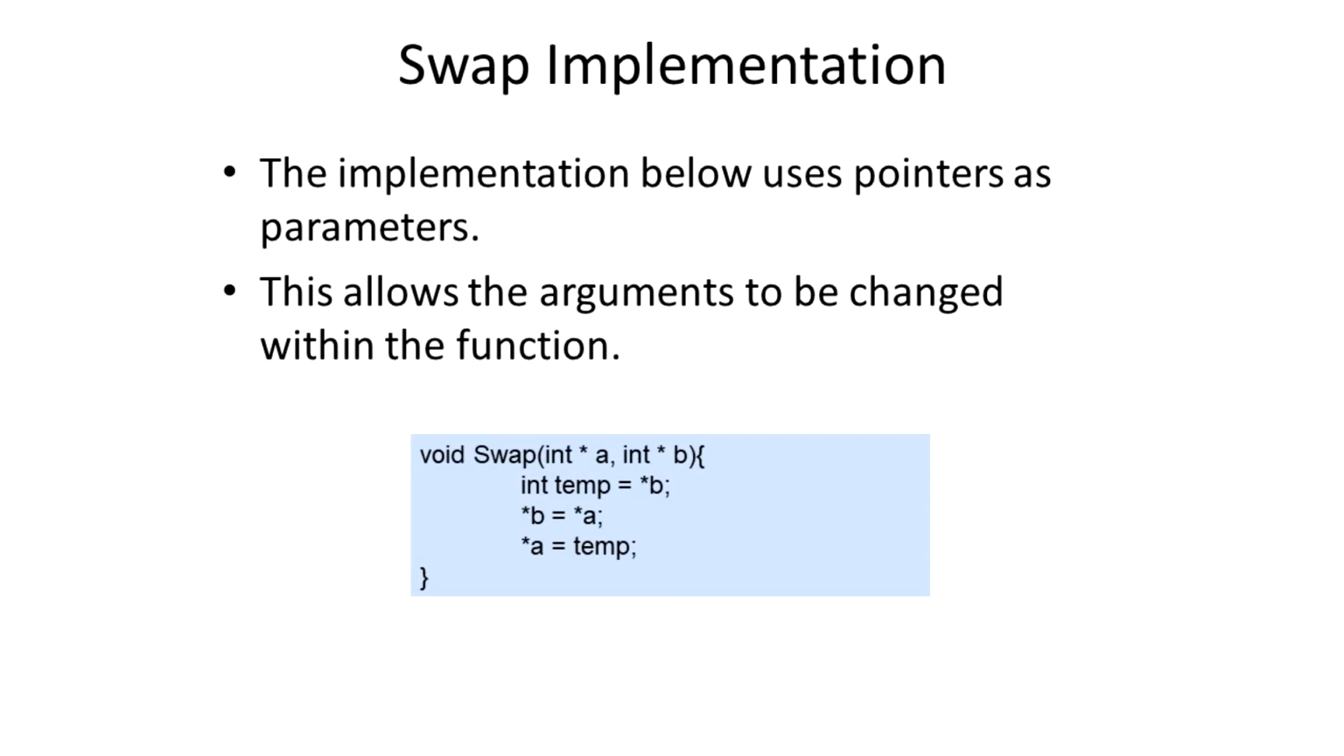Because if we were to pass by value, we would only swap the copies of the original values rather than the original values themselves. We need to make sure that we are swapping the original values. So that's why we're going to set up pointers to these items as arguments for this swap method.